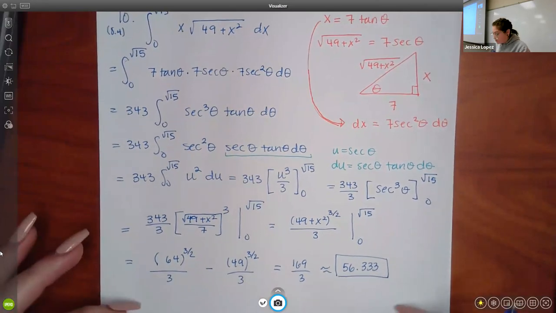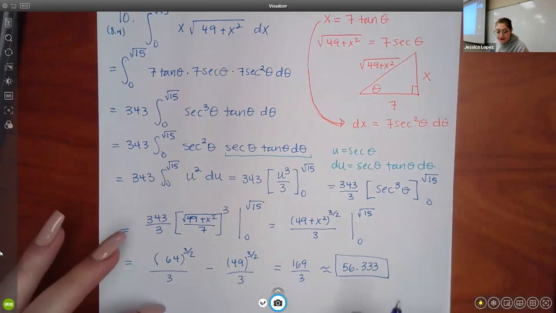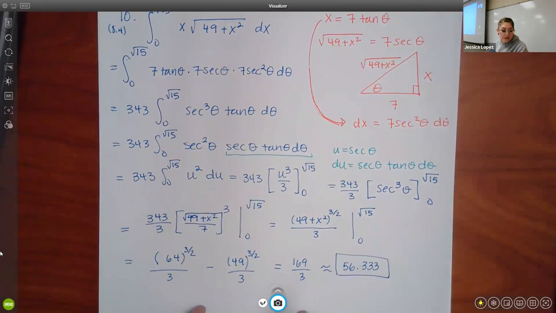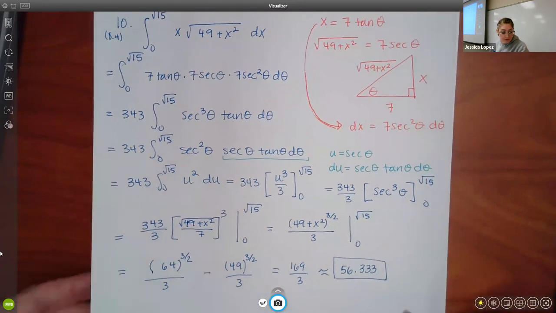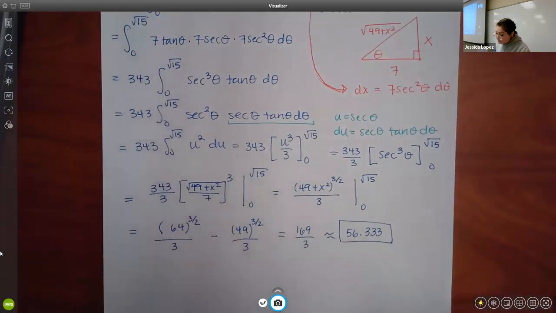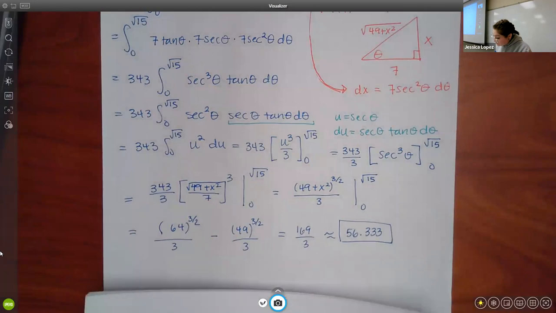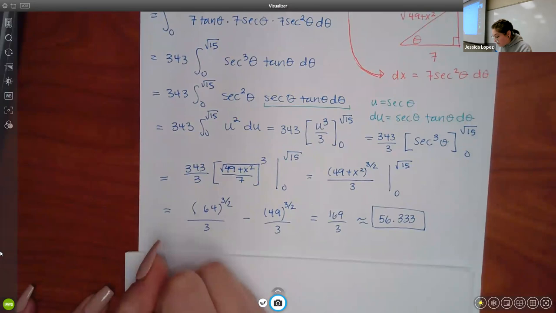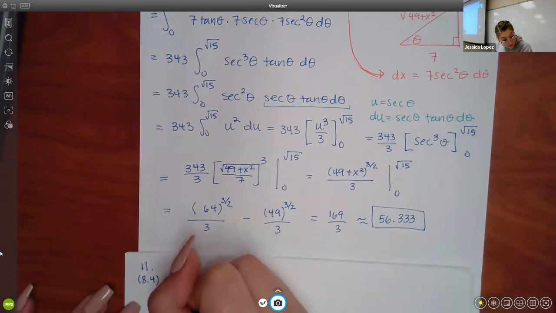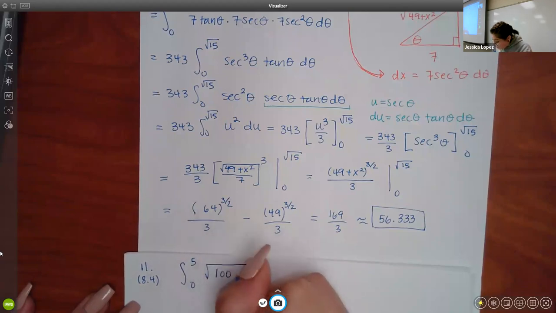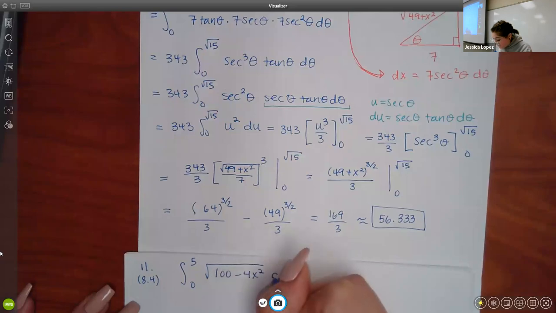I know I'm not going to be able to squeeze number 11 because number 11 is another U sub. So I'm not going to be able to squeeze it in this little space. So I'm just going to go grab another paper. It will not fit in there. Number 11 is another U sub, so it'll also be from 8.4. But that one is 0 to 5, and then the square root of 100 minus 4x squared.